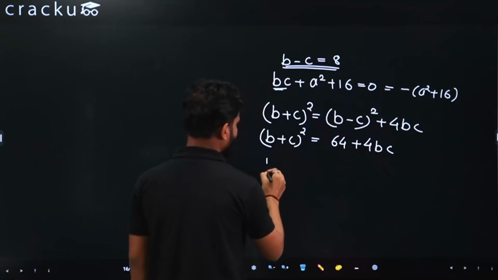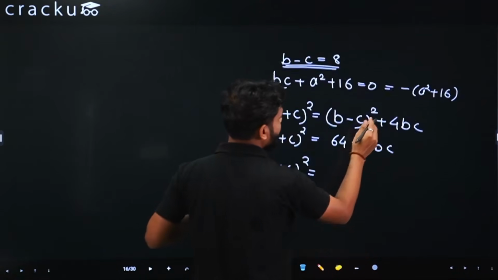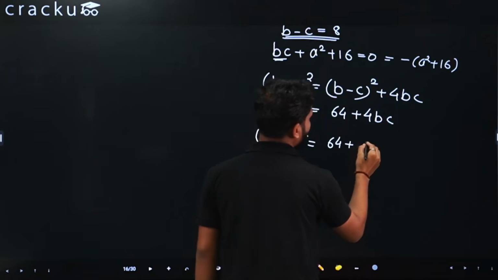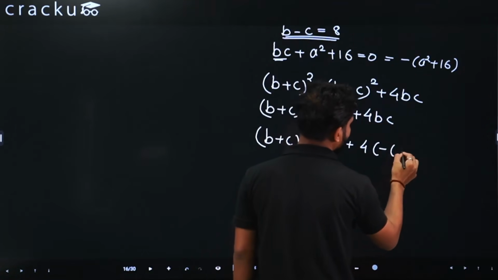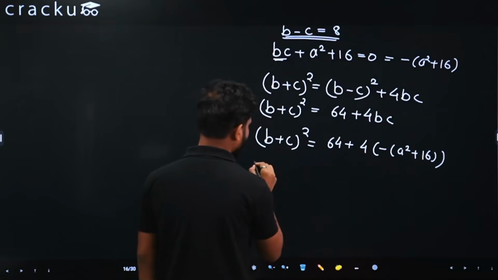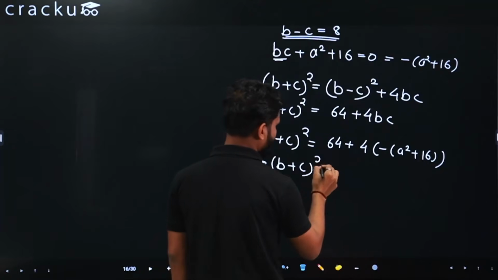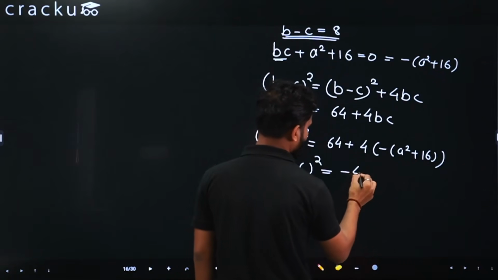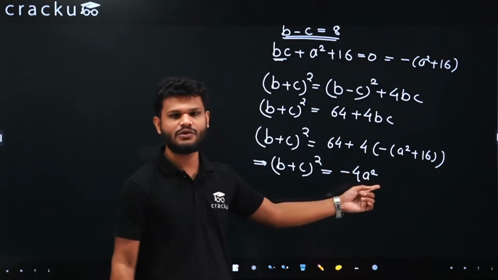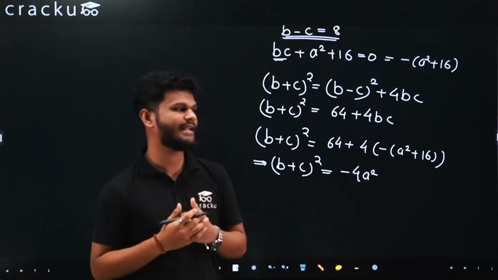Correct? So I can say B plus C whole square is 64 plus 4 into minus of A square plus 16. This is nothing but B plus C whole square is equal to minus 4A square. Now A square is always greater than or equal to 0, and B plus C whole square is always greater than or equal to 0 because any square is greater than or equal to 0.